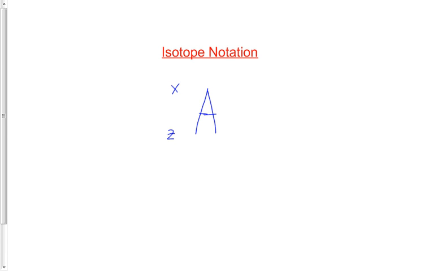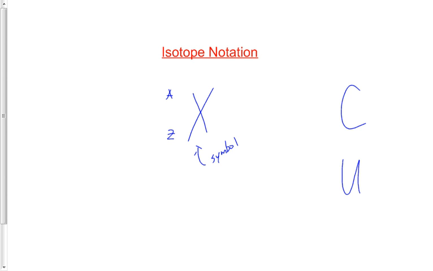A, in this case, sorry, this is backwards. X, in this case, doesn't really matter what we had there. X, in this case, is the element symbol. So for carbon, for instance, that would be C. For uranium, that would be U. For lithium, it would be Li. For sodium, it would be Na. For chlorine, it would be Cl. It's the symbol for the element.